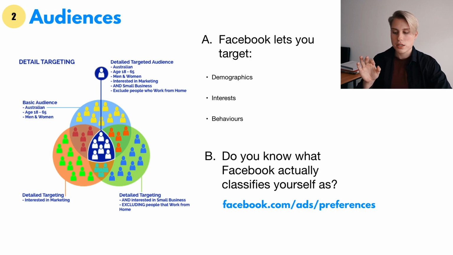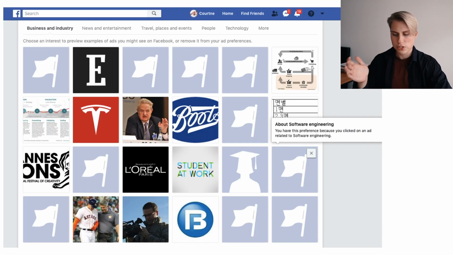Now, a really simple way to understand this is just looking at your own Facebook profile and how Facebook classifies you. You can enter this link into your web browser, facebook.com/ad/preferences. I've already done that, and this is what it brought up for me. In my personal profile, you can see that I'm interested in a whole lot of stuff according to Facebook. The images with the flags, if you hover over them, Facebook will bring something up. When I hovered over it, it brought up software engineering, which is true.